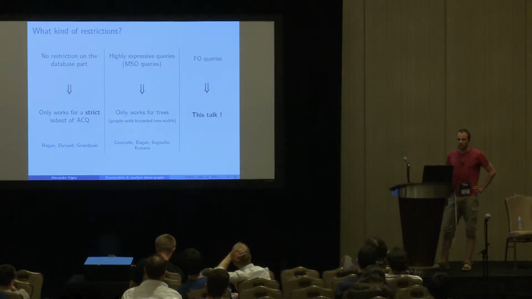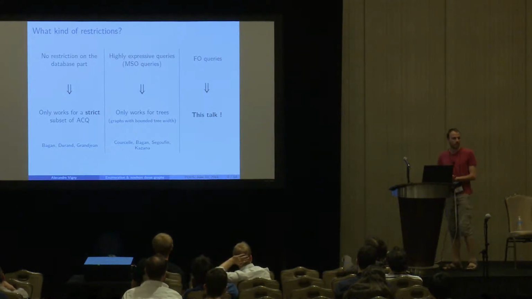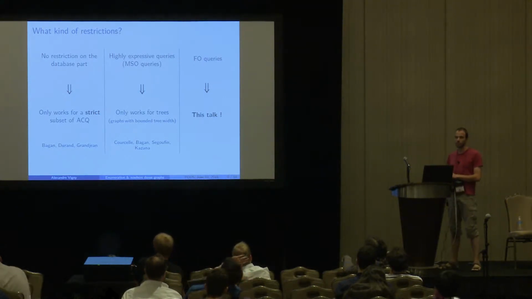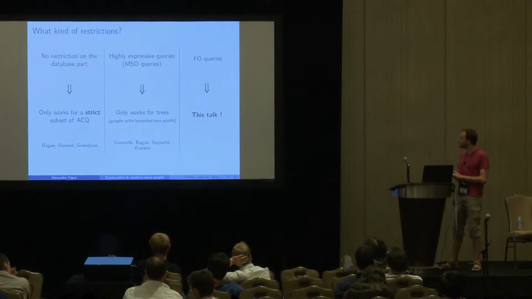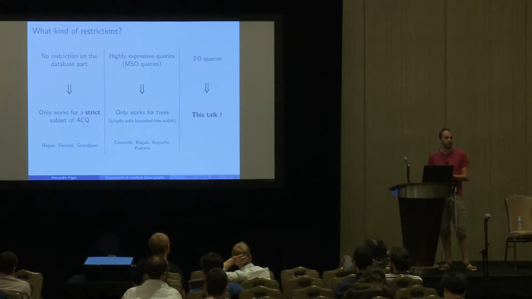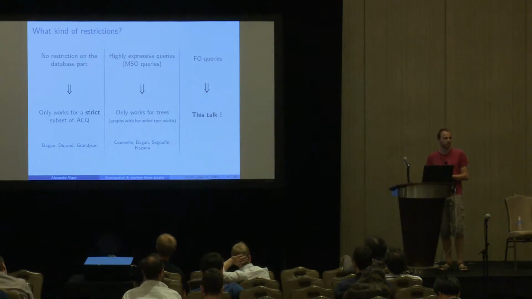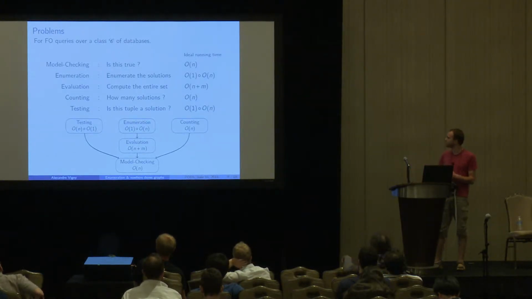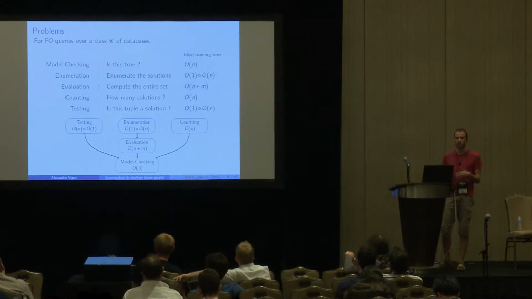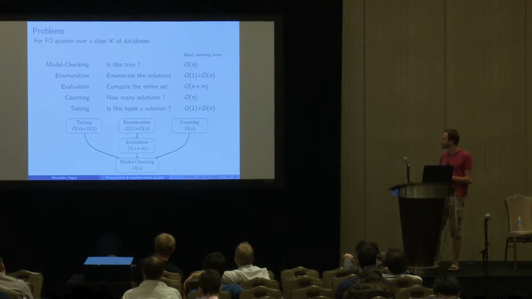Another setting is you want to work with highly expressive queries, like MSO queries. And here we'll have to put a really huge restriction on the database part of the input, and it will only work for trees and graphs with bounded treewidth. And the third setting is what happens if we look at first-order queries, which is what I'm going to present. So before mentioning the restriction, we'll link the enumeration problem to other problems and see what good restrictions have been used for those problems.